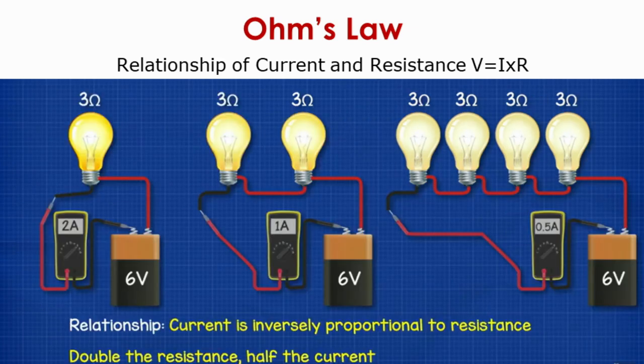So what is the relationship of current and resistance here in this case? So current is inversely proportional to the resistance. Double the resistance, half the current. So we are going to see that. So lesser the resistance, more the current.